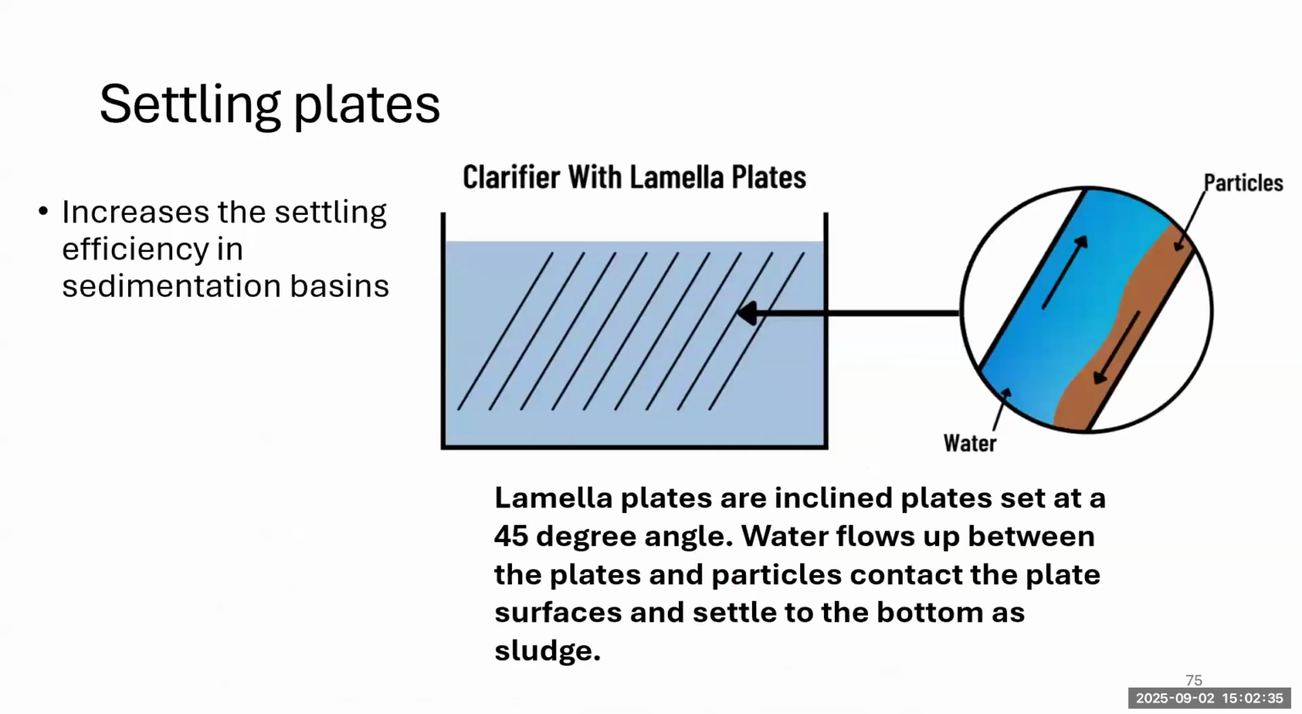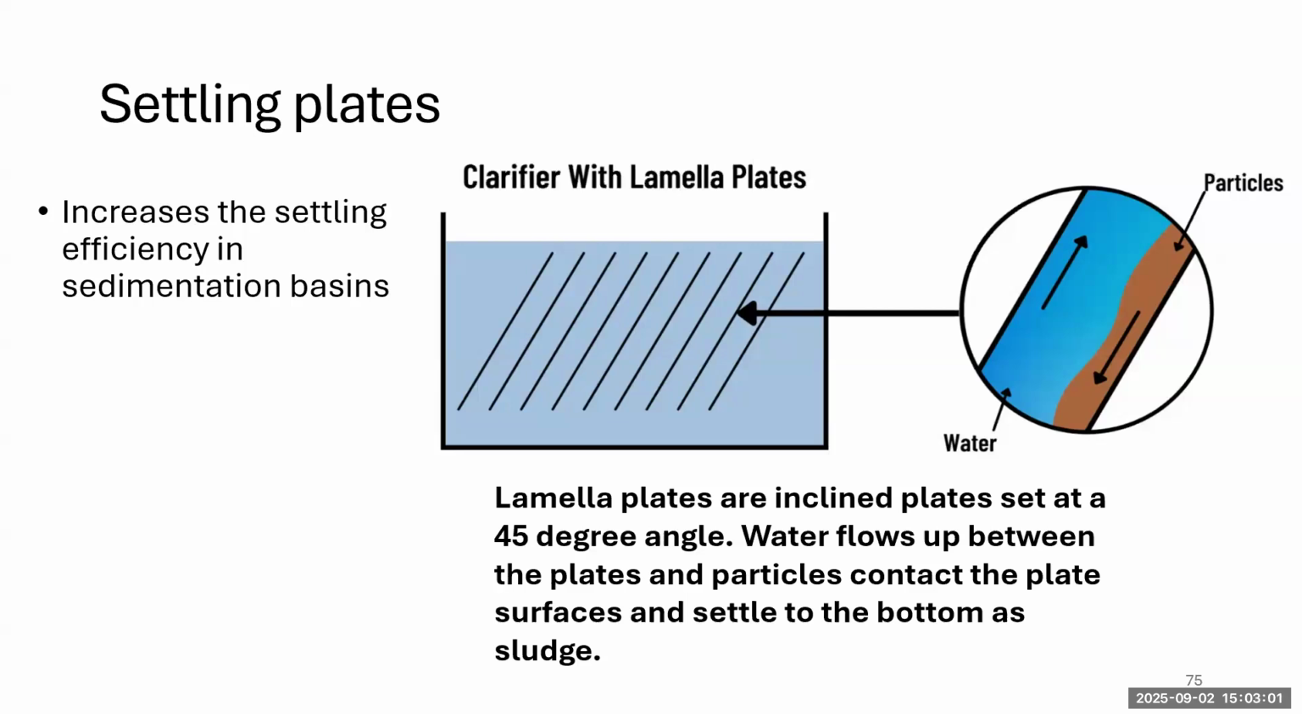One way we can improve our chances of particles settling is by inclined plates, and sometimes there'll be settling tubes. They both work the same way. But these 45-degree plates increase the efficiency of settling. They call them lamella plates. These are inclined plates that are generally at a 45-degree angle, could be different angles depending on the setup.